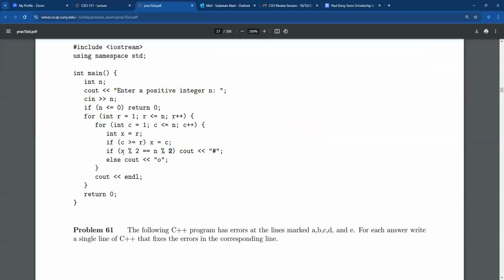If they're both the same parity, like this is checking if they're both even or they're both odd, then we print out the hashtag. Otherwise, if they're opposite parity, that means we print out the O. Does that make sense? Does that clear it up a bit? Hopefully. Yes, thank you. Sounds good.